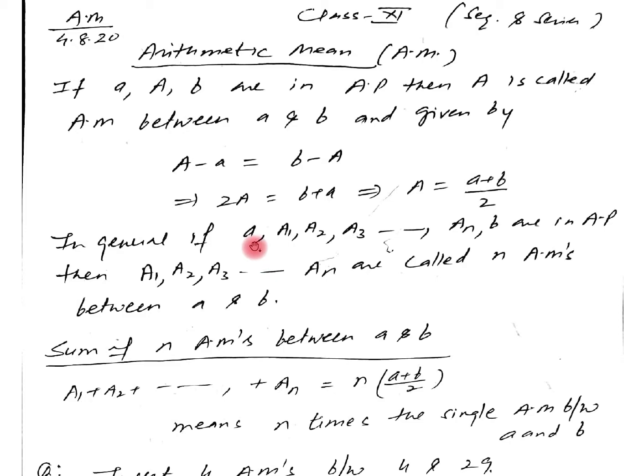Between any two given numbers we can introduce any number of arithmetic means. In general, if a, A1, A2, A3, up to An, and last b are in AP, then A1, A2, A3, up to An are called n arithmetic means between a and b.